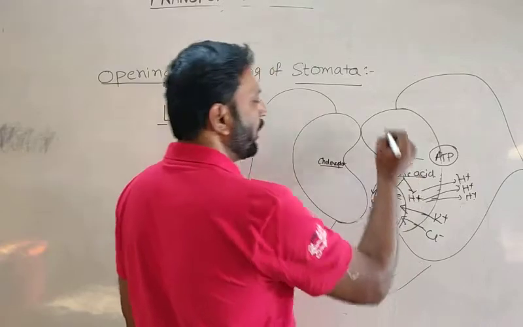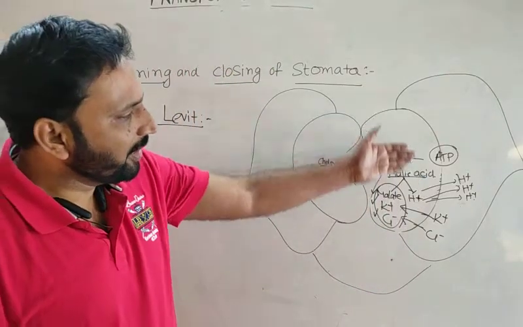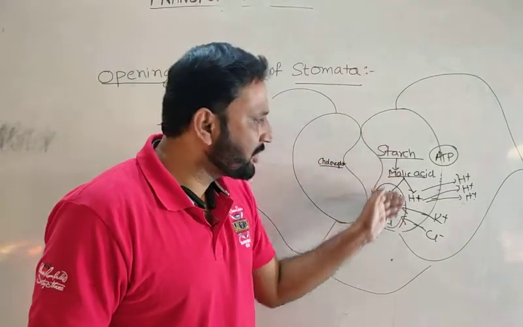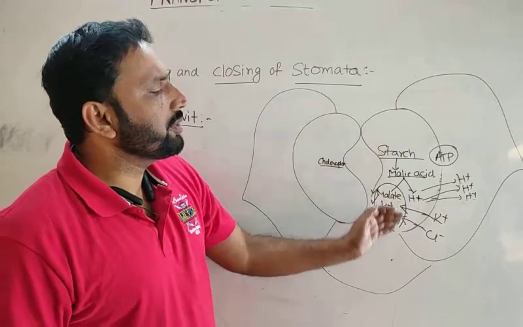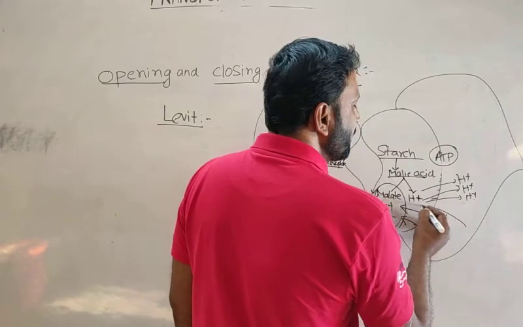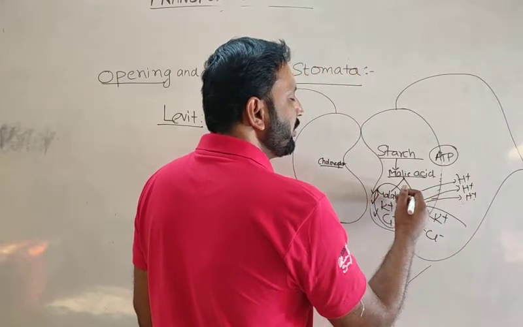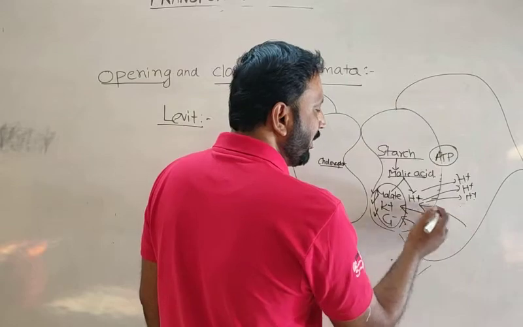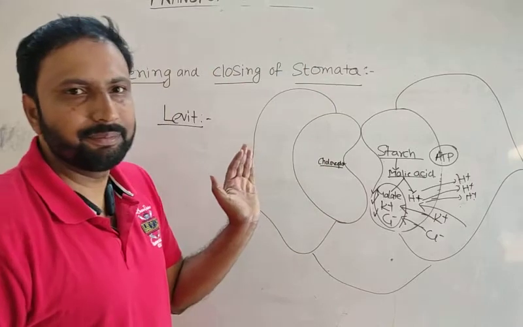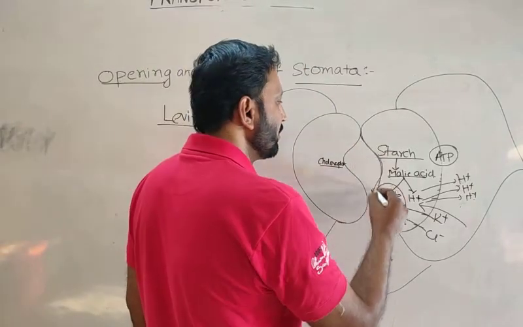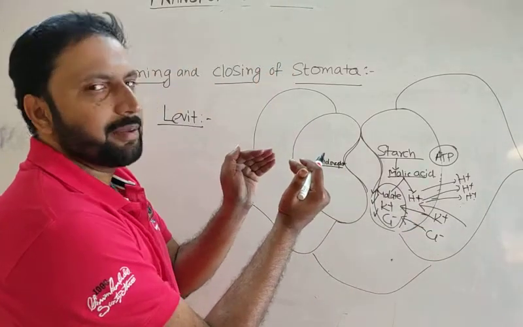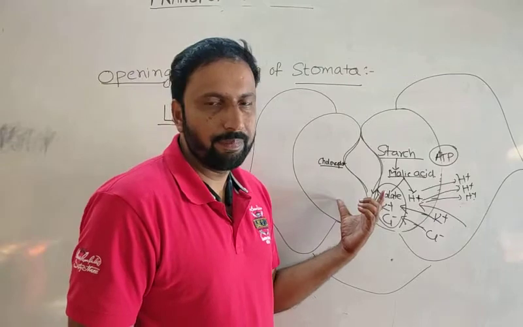Due to the presence of more ions, the water potential decreases in the guard cell. Water always moves from high water potential to low water potential. So when water enters the guard cells, here the walls are thin and here thick. Due to the entry of water, the cells become turgid, which is helpful for opening of stomata.